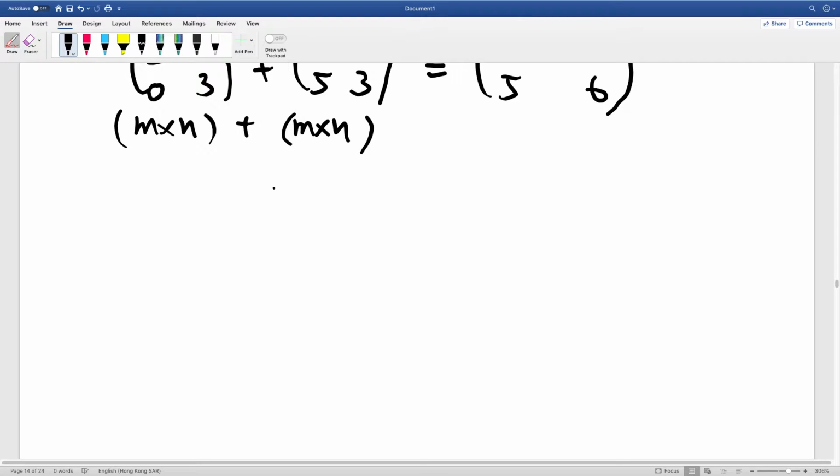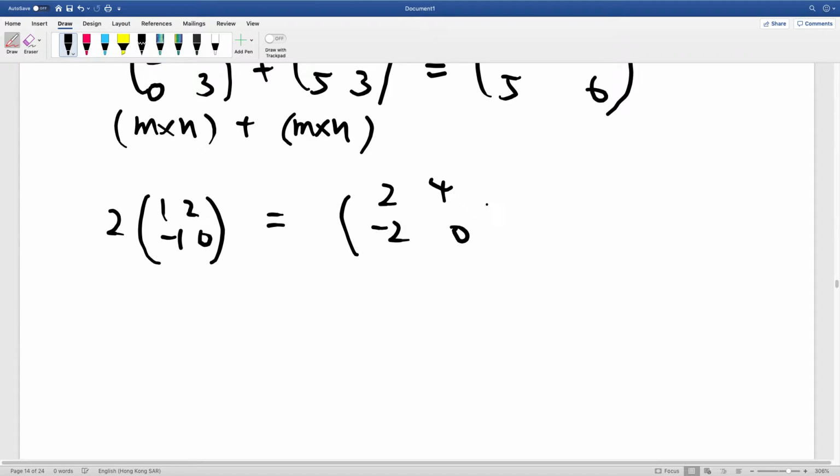The first is multiplying by a scalar. Times 2, let's say. Then you multiply every element by 2. Okay, that's it. Nothing more to tell.